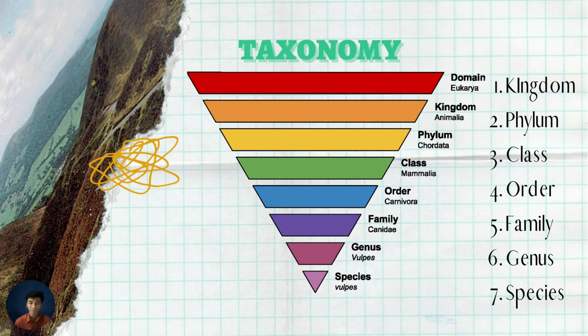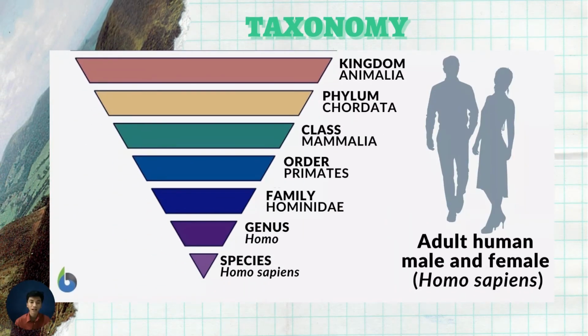Let us give an example. For example, we humans. We are from kingdom Animalia, phylum Chordata, class Mammalia, order Primates, family Hominidae, genus Homo, species Homo sapiens. That is our taxonomic classification.